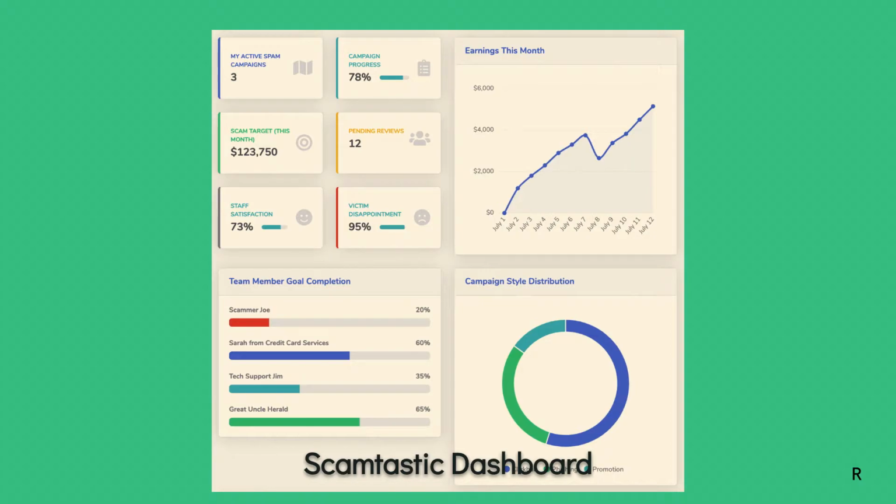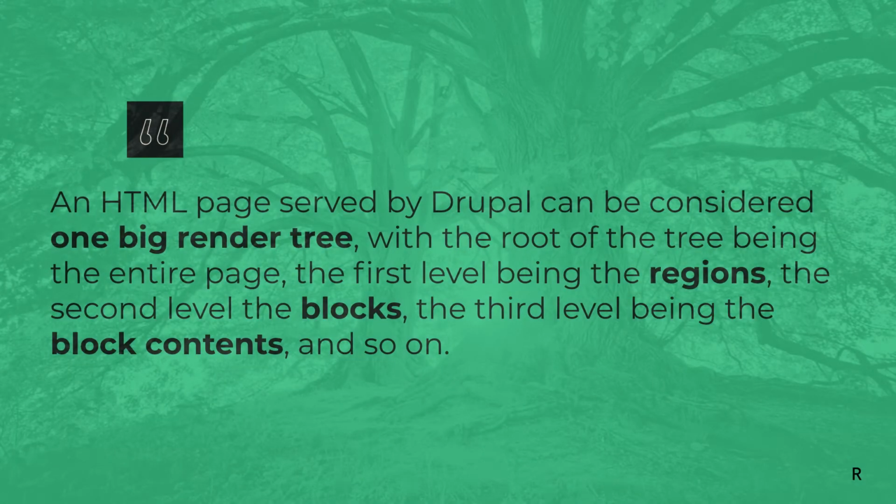That's a page. So a page in Drupal. It's great to think of a page in Drupal as one big render tree, right? The root of the tree being the entire page, the first level being our regions, second level being the blocks, and you can think about this as the branches, the leaves, and so on, right?